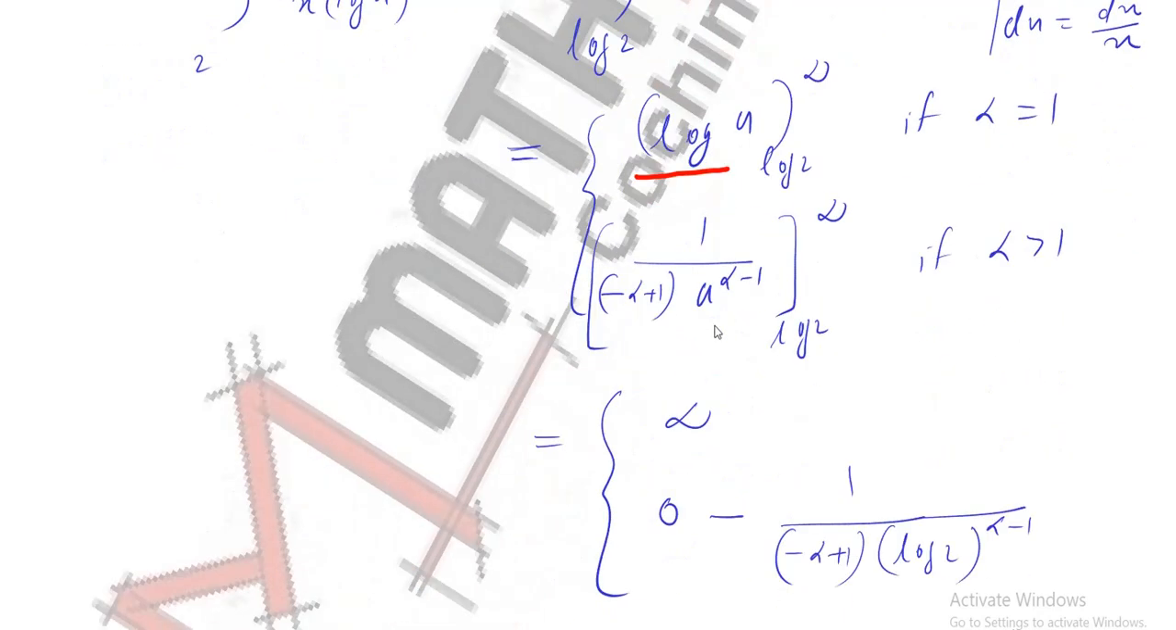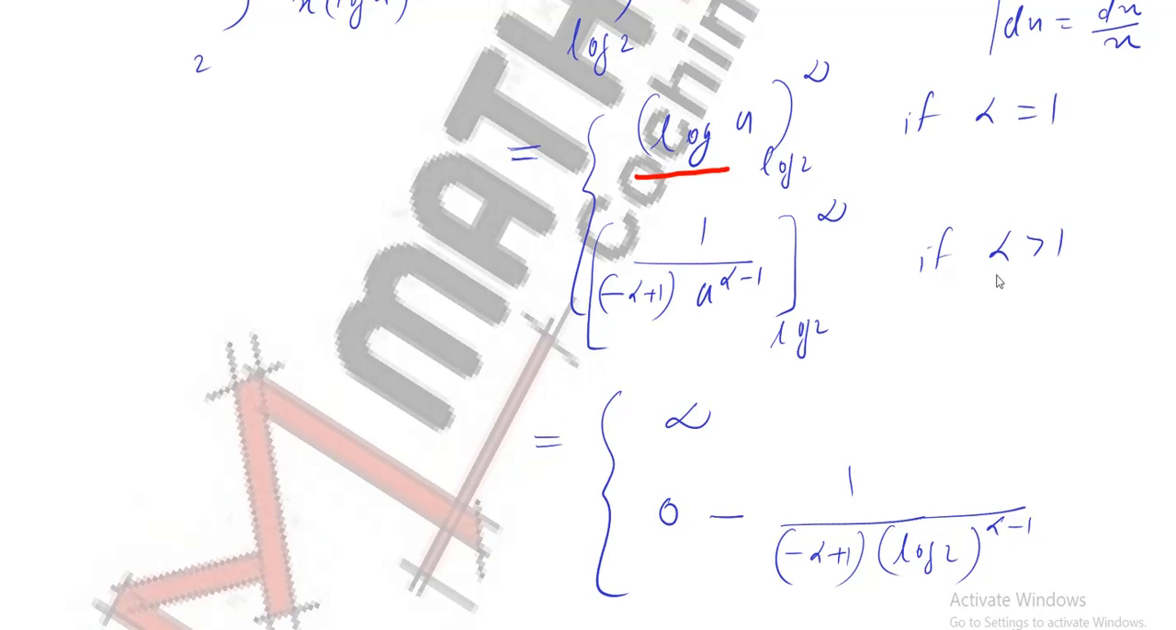The integral of 1 by u to the power alpha is going to be 1 by (minus alpha plus 1) times u to the power (alpha minus 1). And if alpha is equal to 1, it becomes 1 by u, whose integral is the logarithm of u. So when you apply the limit log 2 to infinity, it becomes infinity, so that is not finite. So if alpha is equal to 1, the integral is not finite, that becomes infinity.